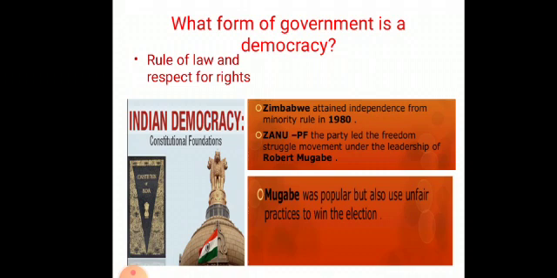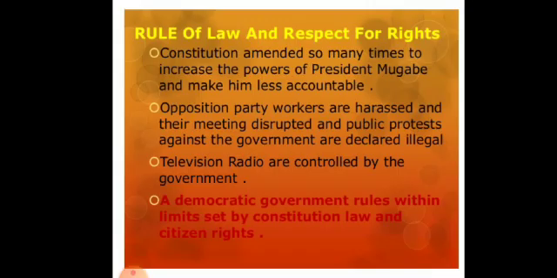Rule of law means everybody will be equal before the law, whether you are a Muslim or a Hindu or a Christian, rich or poor, higher caste or lower caste. Let me explain one more time in detail. Zimbabwe attained independence from white minority rule in 1980, and from then the country has been ruled by the party that led the freedom struggle, ZANU-PF. Robert Mugabe ruled the country since independence. Even though elections were held regularly, they were always won by ZANU-PF.